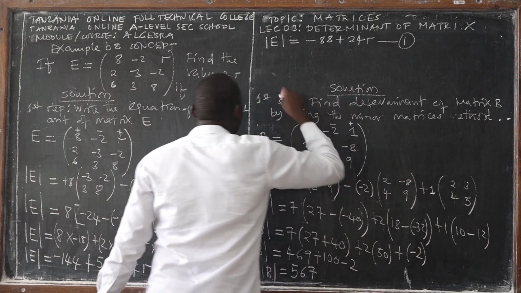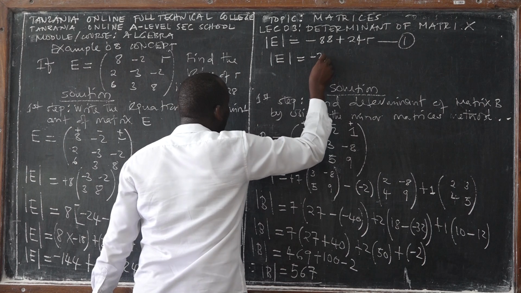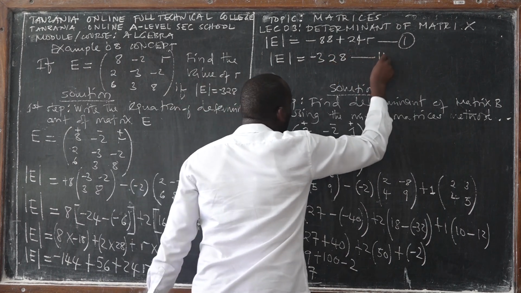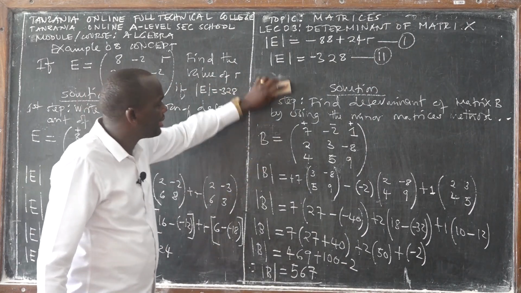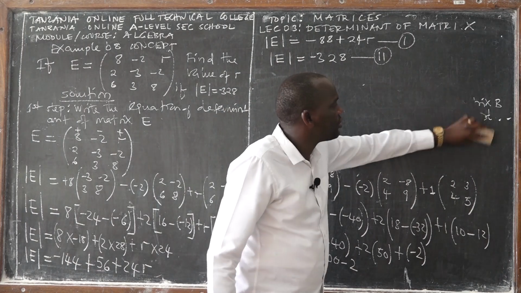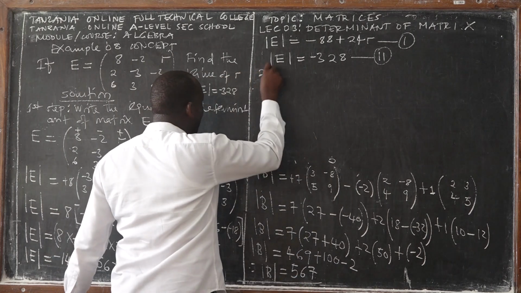But we've been given that the determinant of matrix E is equal to negative 328. This one will be equation 2. Are we together? So it's better whenever you are solving a mathematical equation to establish equations. Then we go for the second step.